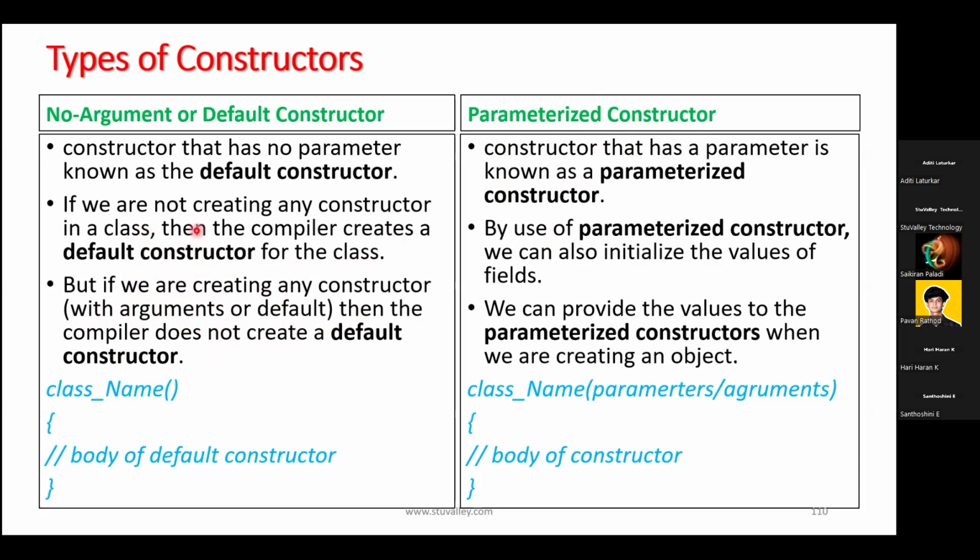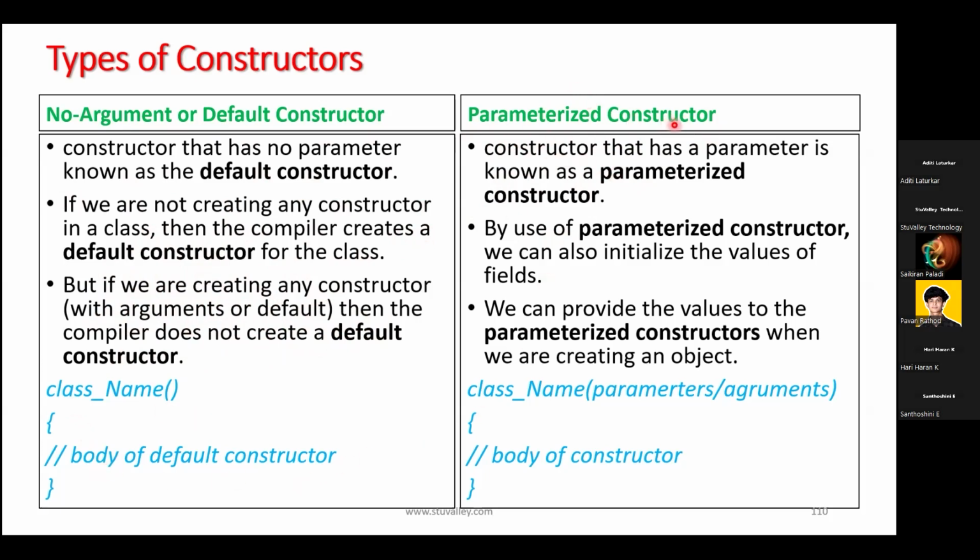If you are not defining any constructor, neither a no-argument constructor nor a parameterized constructor, only then does the compiler generate a default constructor. Okay, so we have seen this default constructor.